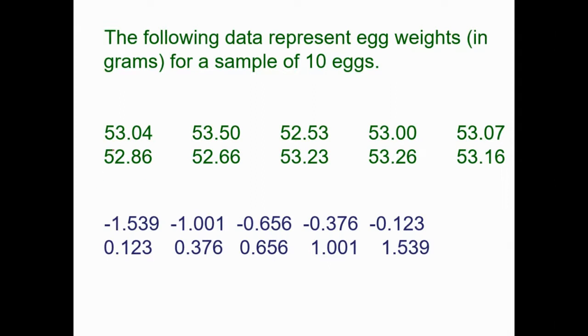What's our smallest data value? 52.53. So that's going to go with our smallest z-score. I'm going to cross it off because I've used it. Then we look for the next smallest. 52.66. I go with that z-score. I'm going to give y'all a second to go through and order them, pair them up, and then we'll talk about them.